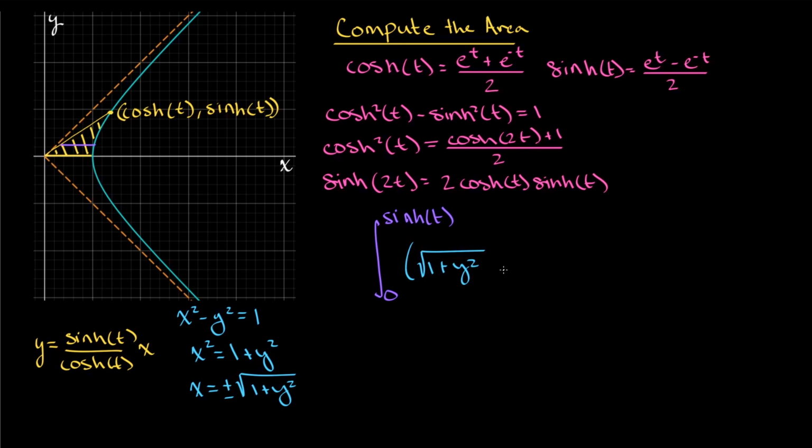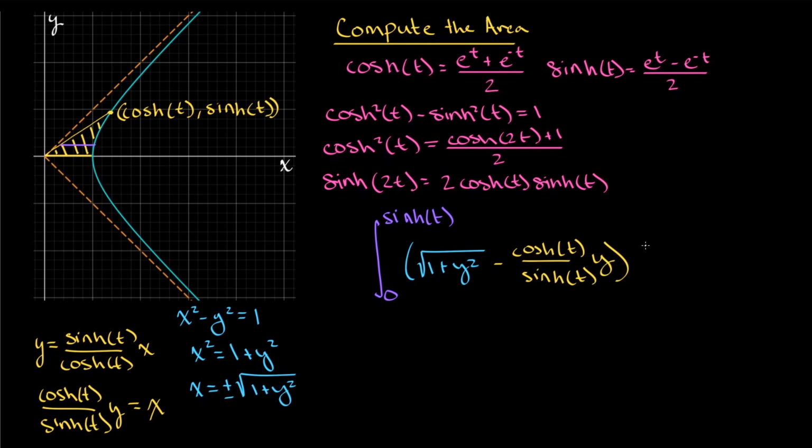And then we want to subtract this over here in terms of y. So let's get this equation of our line in terms of y. And that's going to be cosh of t over sinh of t times y is equal to x. So let's plug that in. We have minus cosh of t over sinh of t, and then this is times y. And then we're integrating all this with respect to y. So this is our definite integral, and it looks quite big.